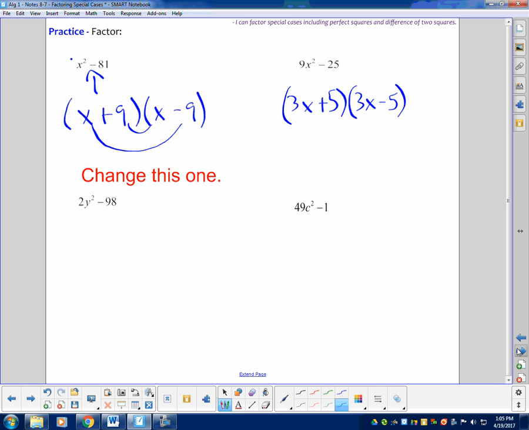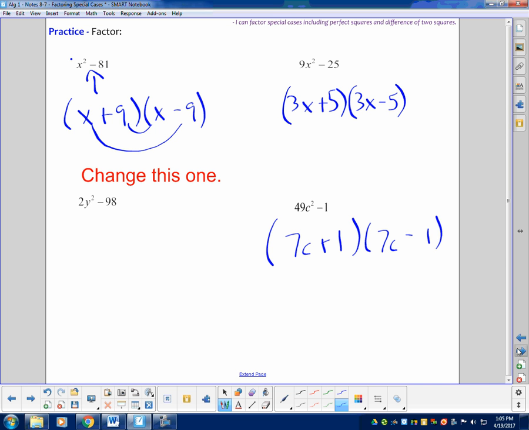Out of these last two, which one is a difference of squares? One of them is and one of them is not. This one is not a perfect square. So this one is a difference of squares. How would you factor it? What's the square root of 49c squared? 7c. What's the square root of 1? 1. Good. Some students have trouble with that. There is a plus on one and a minus on the other.